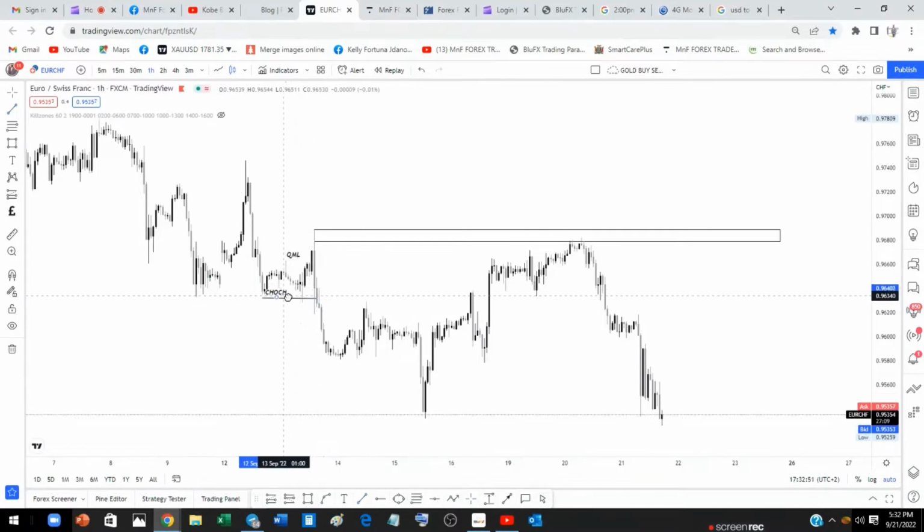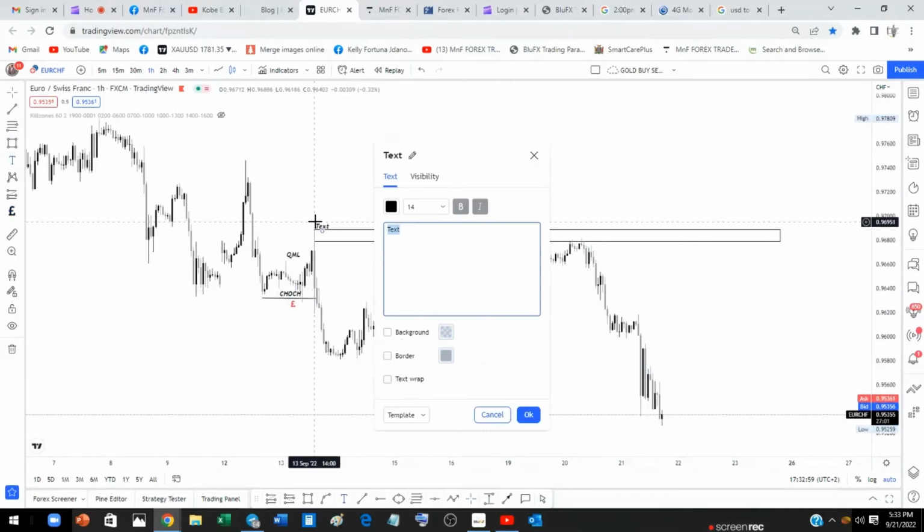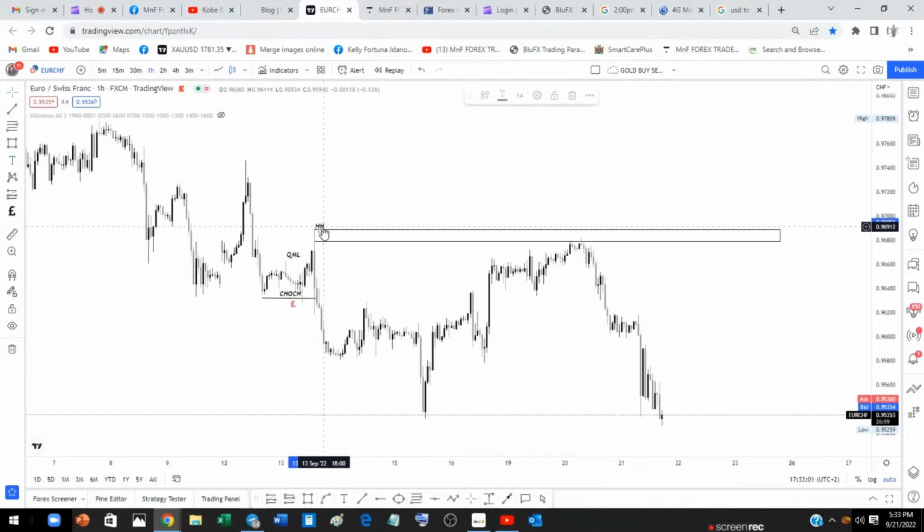So I'm going to put this inside right here and then just use this right here. You can use anything, literally. Okay. And then I'm going to put my higher high above here. So just like that, my QM is complete. And after this happened, we had a new lower low, which was formed below here. So we have a complete QM.